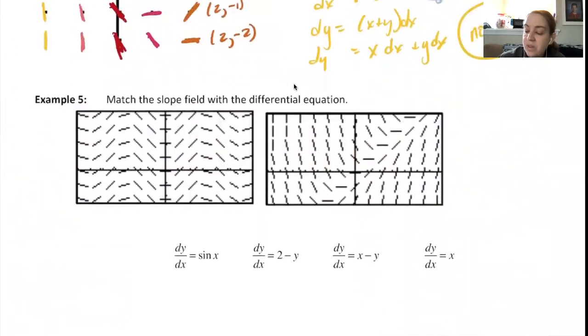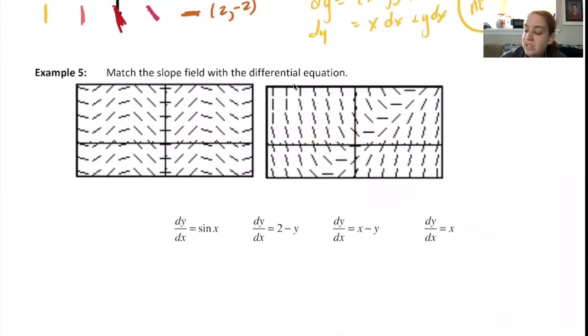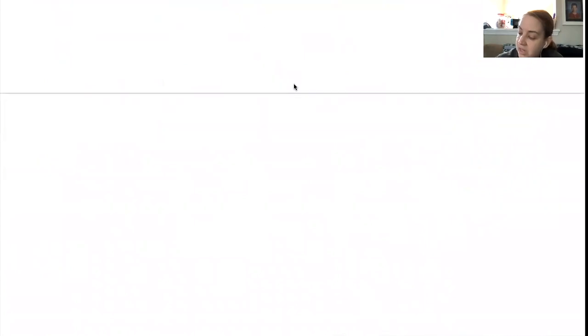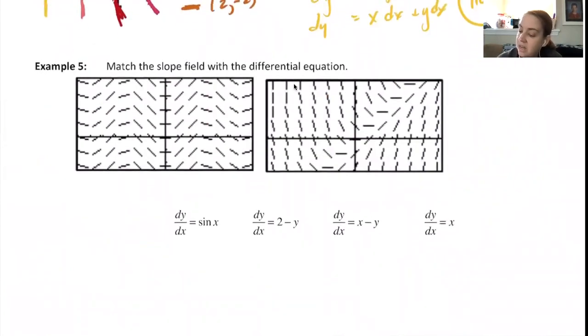Example 5, this is the other type that you might see. Match the slope field with the differential equation. We got some extras in here. If I'm looking at example 5, that first graph, going up and down and up and down, I would pick a point and test it out.